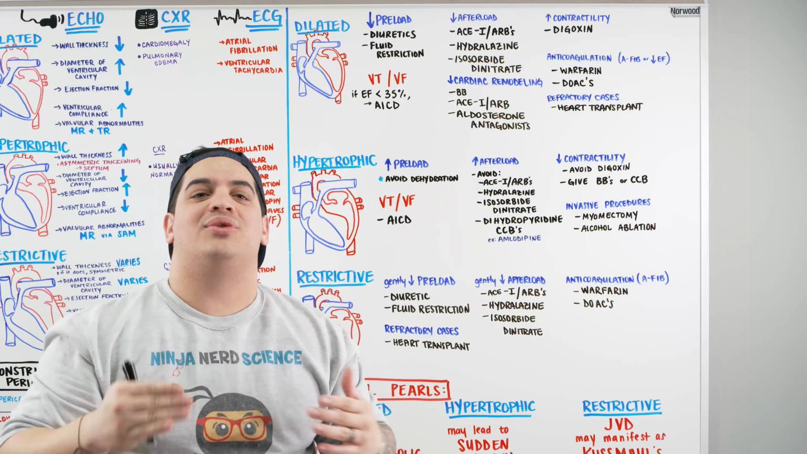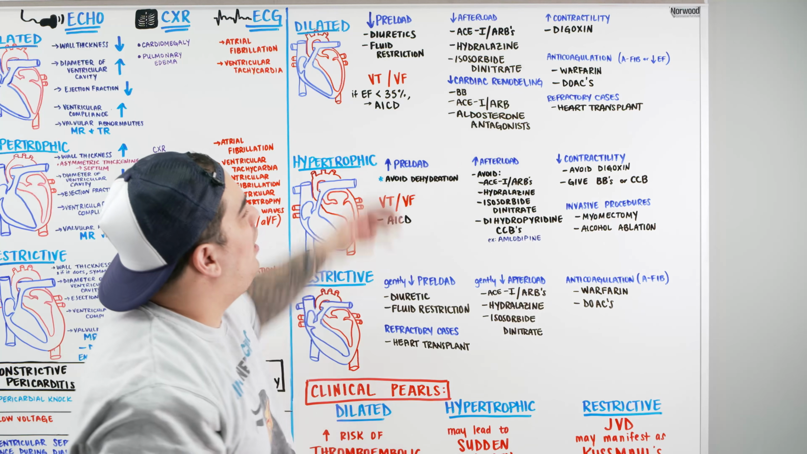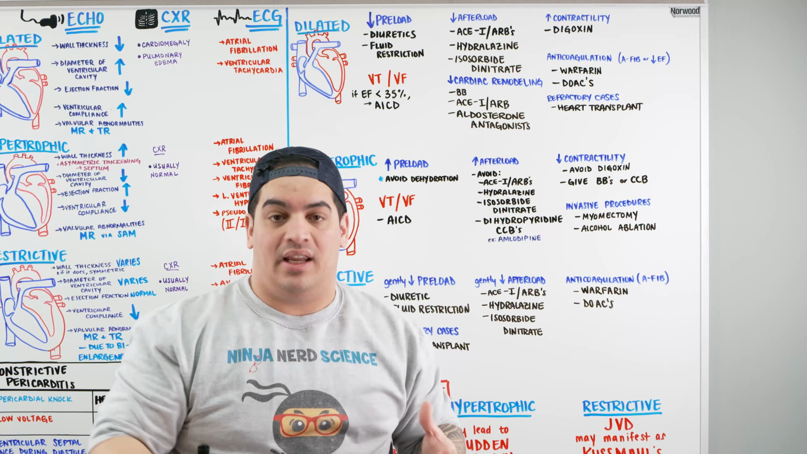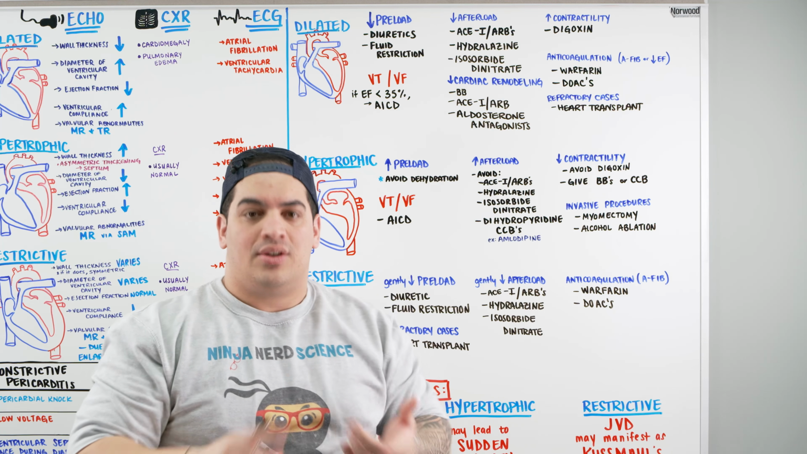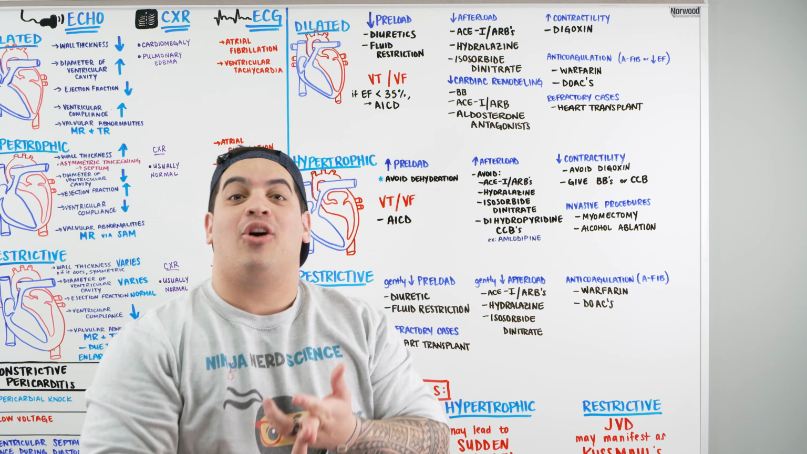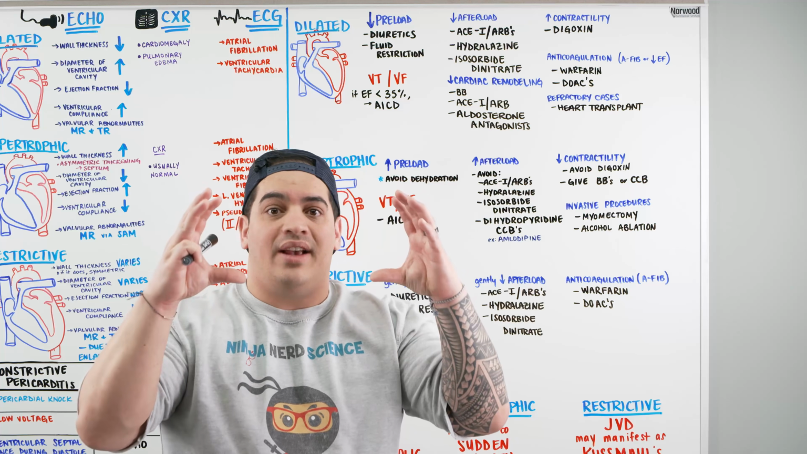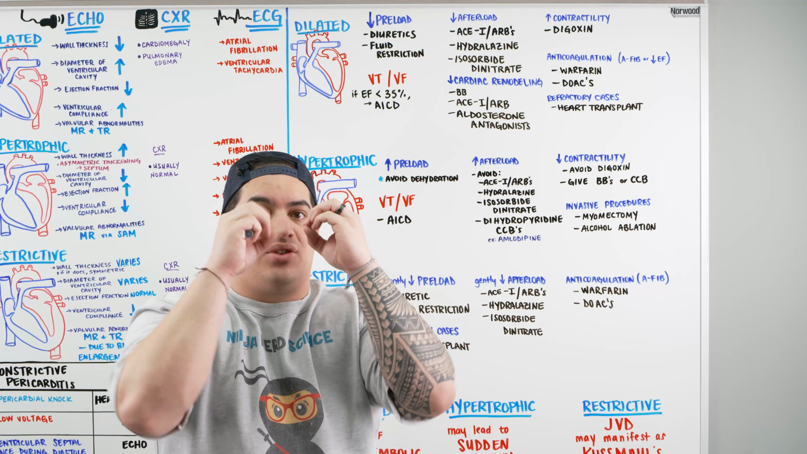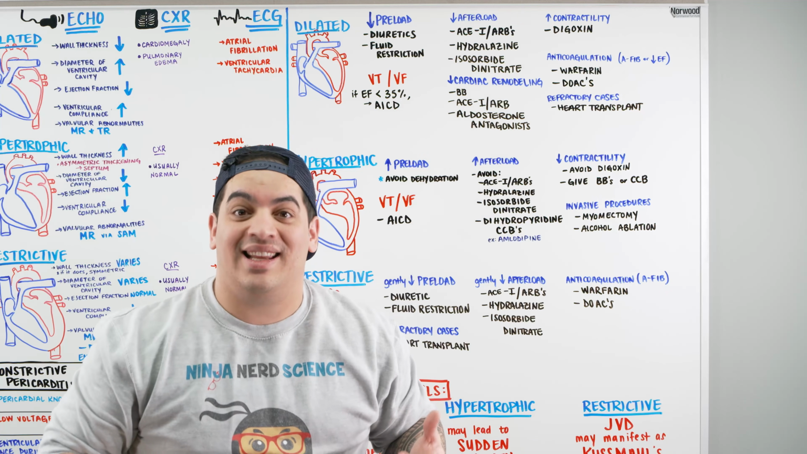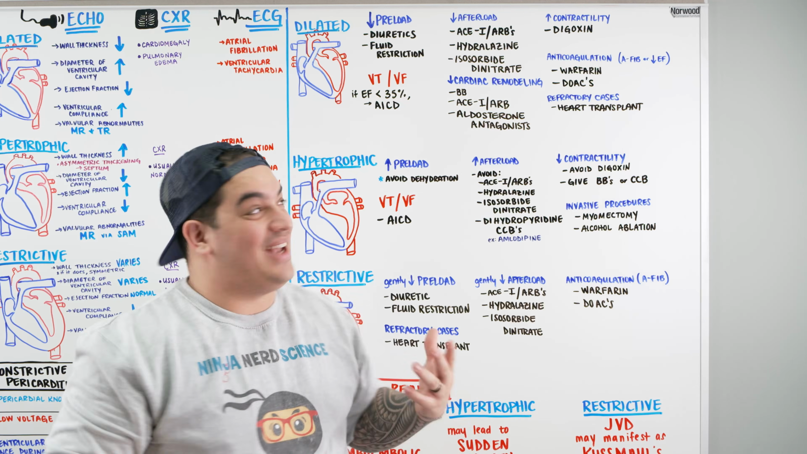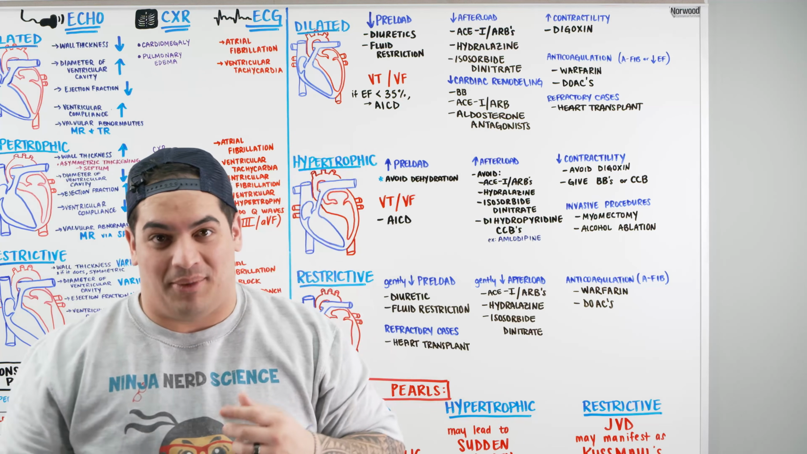So how do I reduce my afterload? So I can give drugs that inhibit the angiotensin II system. So I can give ACE inhibitors and ARBs, angiotensin receptor blockers. I can also give direct vasodilators, the ones that act on the blood vessels and open them up. Hydralazine, isosorbide dinitrate as well. Those are things to remember.